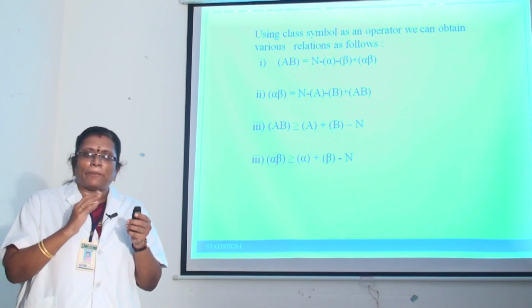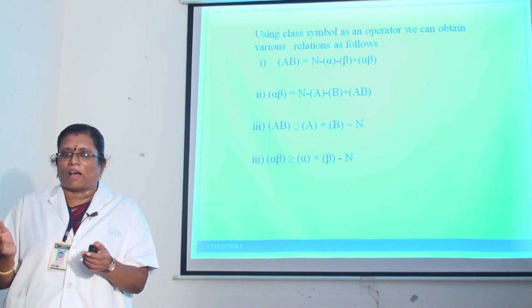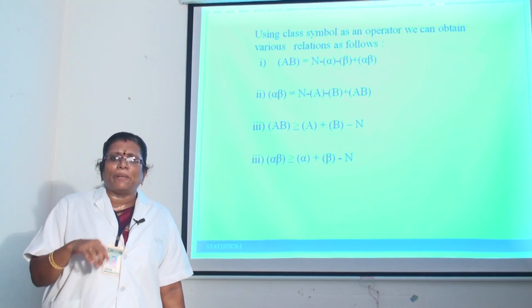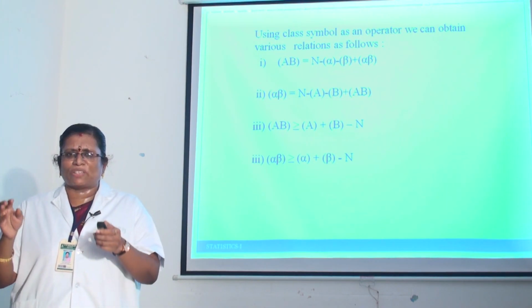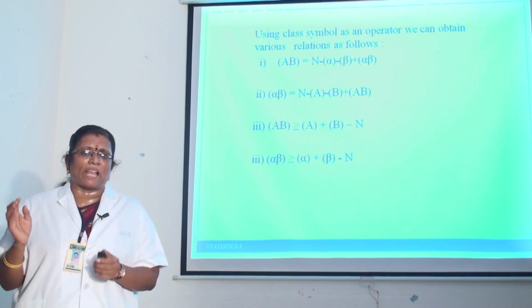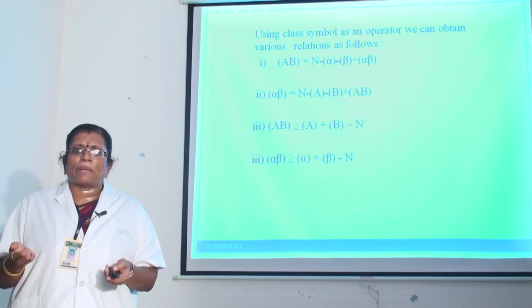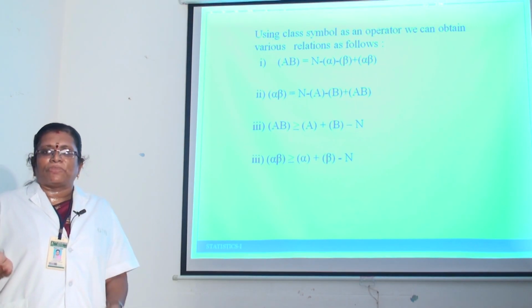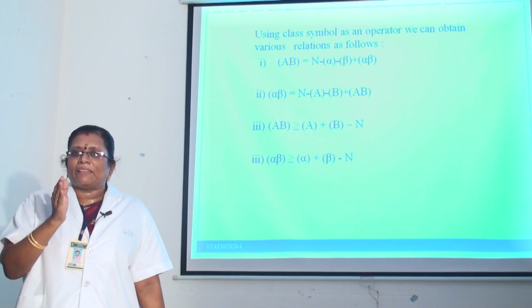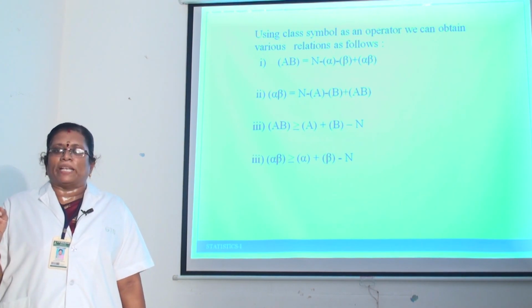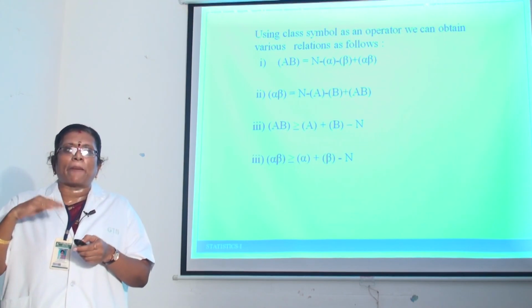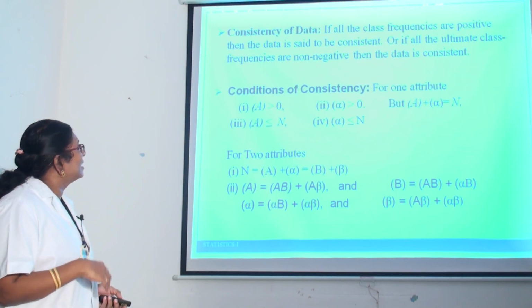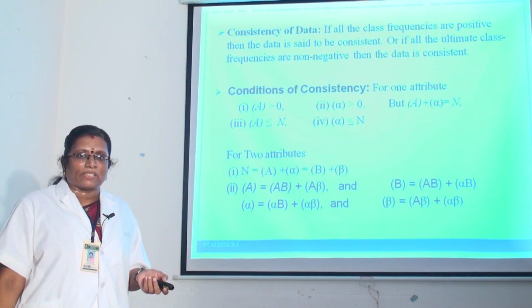Suppose capital A is 1 minus alpha, then you see that class frequency AB, I had derived a formula: N minus class frequency alpha minus class frequency beta, plus class frequency alpha beta. How it comes is, capital A can be written as 1 minus alpha, capital B can be written as 1 minus beta. If I am adding A plus alpha, it will be equal to 1, so I can simply replace capital A with 1 minus alpha. Like this we are deriving some formulas, and the last topic is consistency of data.